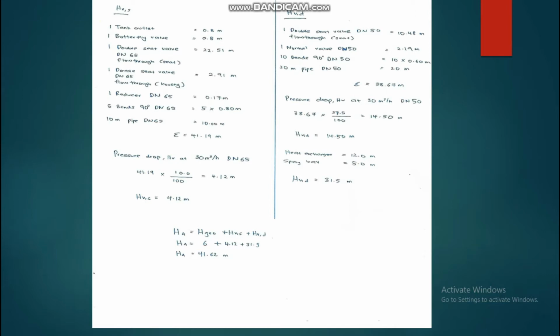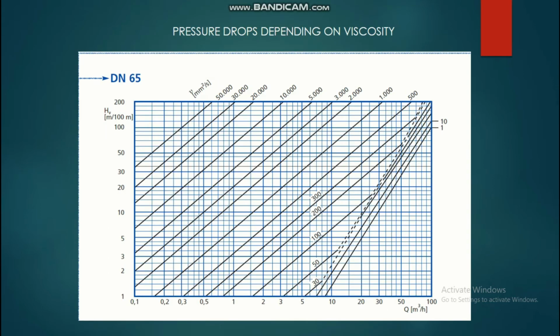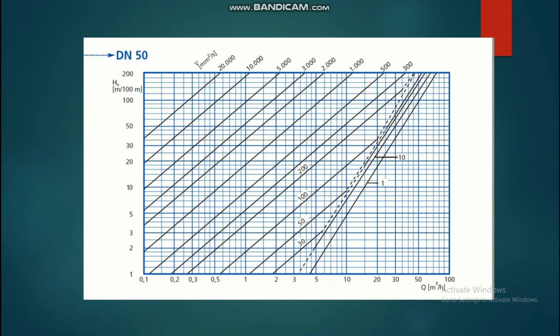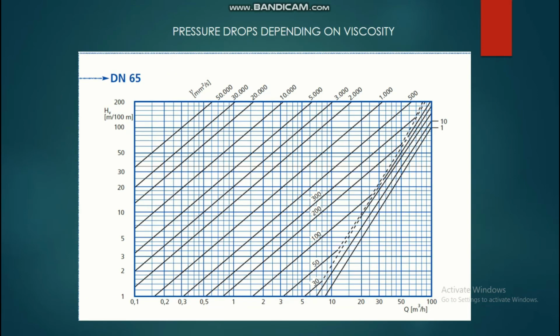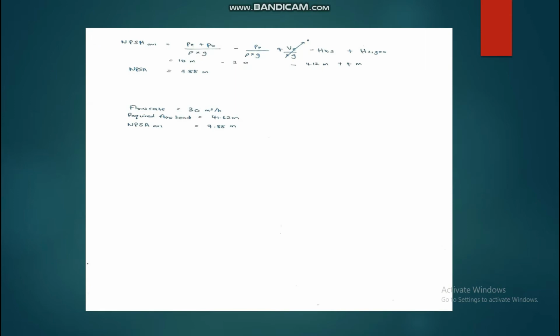From that, we calculate the pressure drop by multiplying the summation of all components' pressure drop by the pressure drop due to viscosity. The pressure drop of components can be found from the table here, and the pressure drop depending on the viscosity can be found here. This is for the N65 and this is for the N50. From the graph, we extrapolate Q equal to 30 to get the HV value. Then we must find the NPSH, which is 7.88 meters.